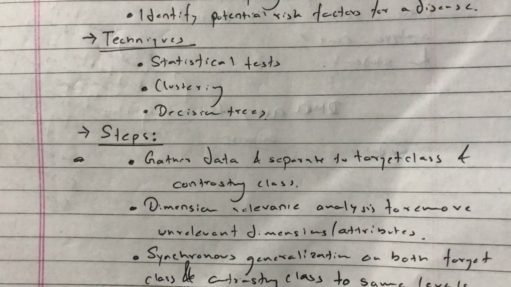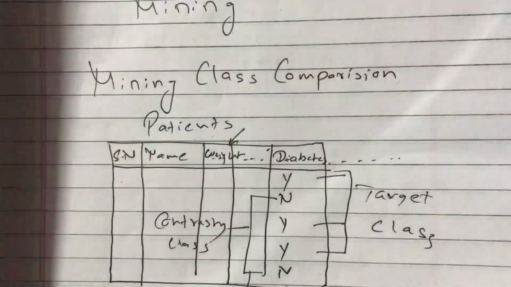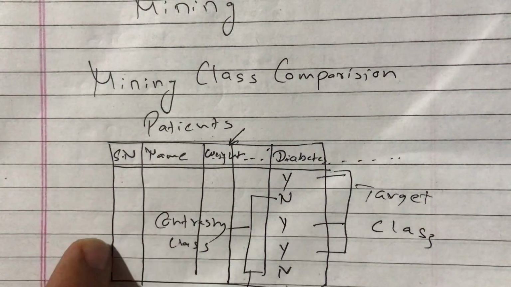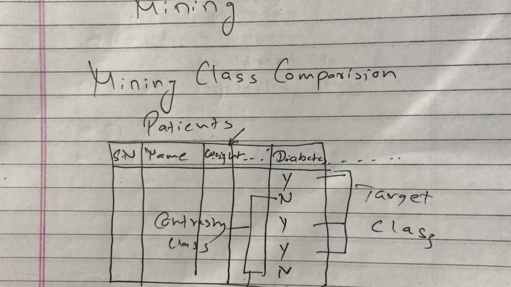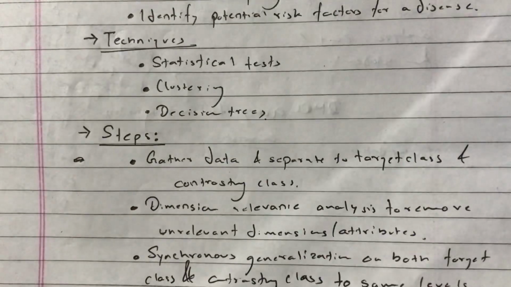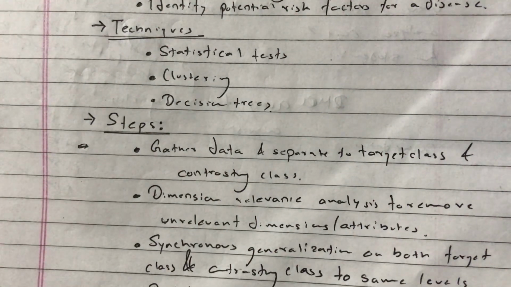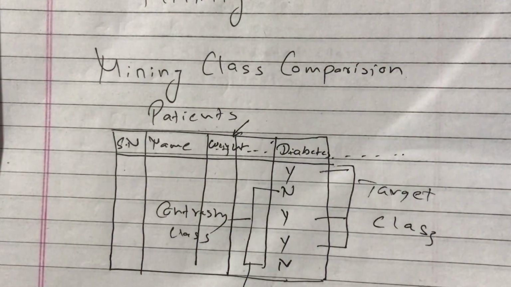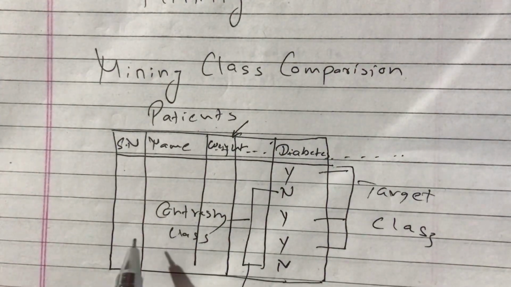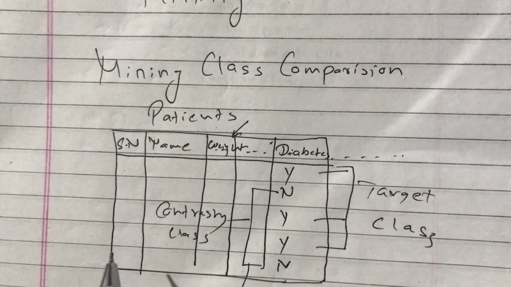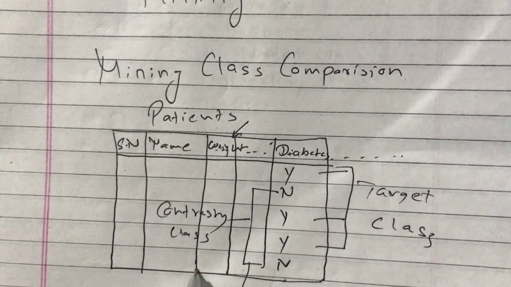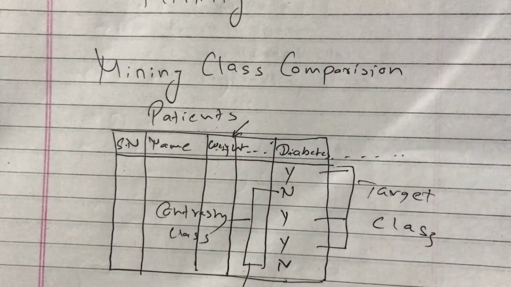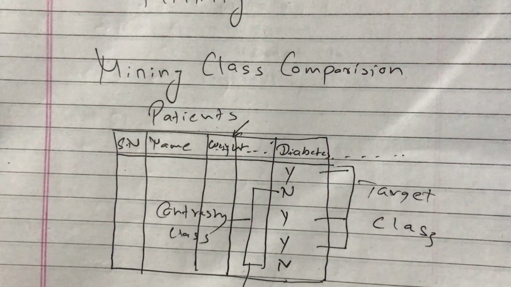The steps to follow are: first, you gather data and separate the target class and contrasting class. Then you do dimension relevance analysis, or attribute relevance analysis. In OLAP cubes, you call attributes dimensions. Not all attributes, but those attributes through which you can group the data are generally called dimensions.